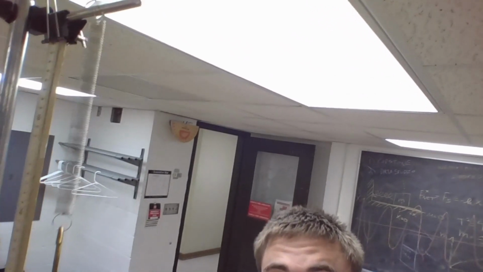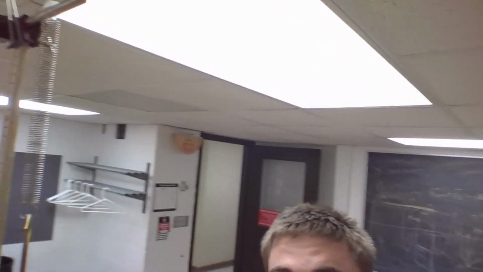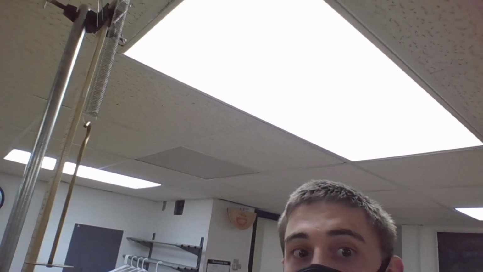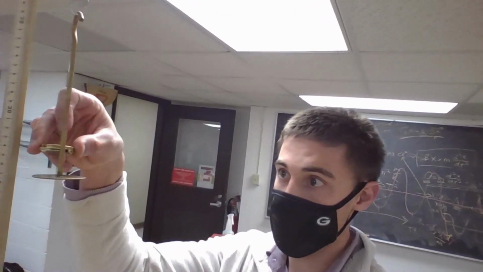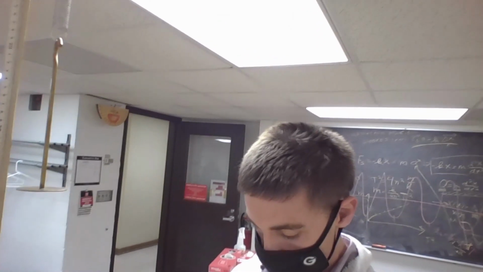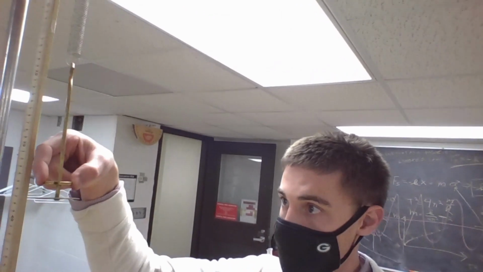All right, so here's basically how experiment 1 works. We have a spring attached to this pole, and there's a hanger. The hanger weighs 50 grams, and there's a measuring stick right next to it. And so I can measure the position of the hanger, and I can add mass onto that. So I will add mass.